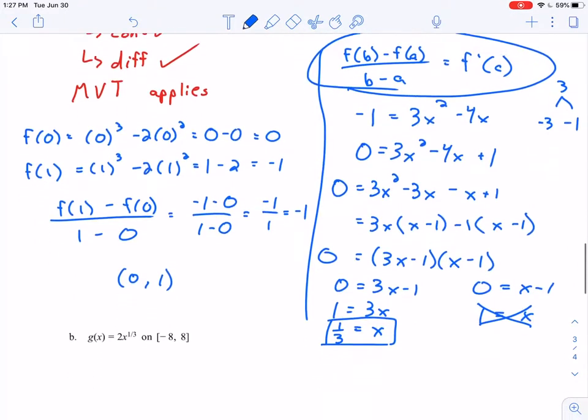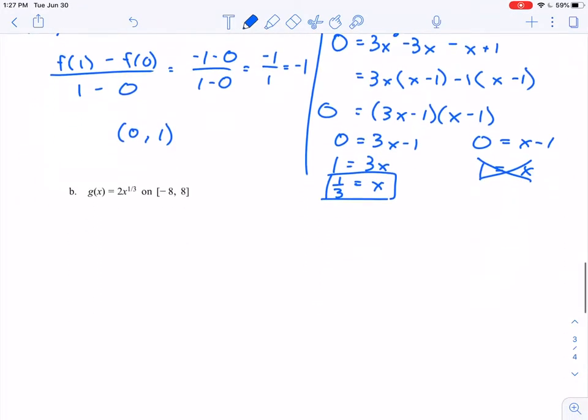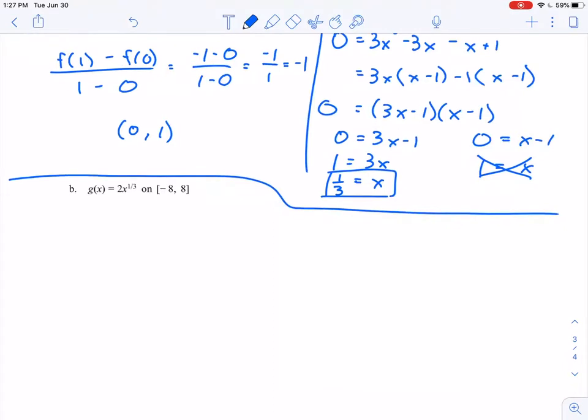Let's look at a couple more here. This time, I have g of x equals 2x to the 1/3, and I'll be working on the interval -8 to +8. So if I look at this g of x, I can always rewrite it as 2 times the cubed root of x.